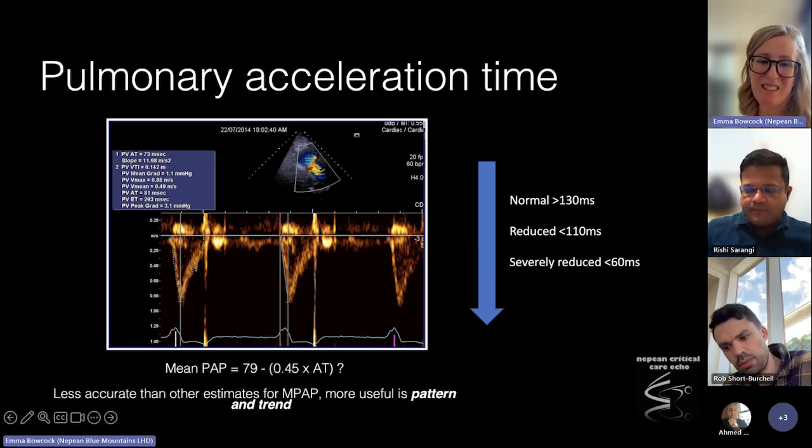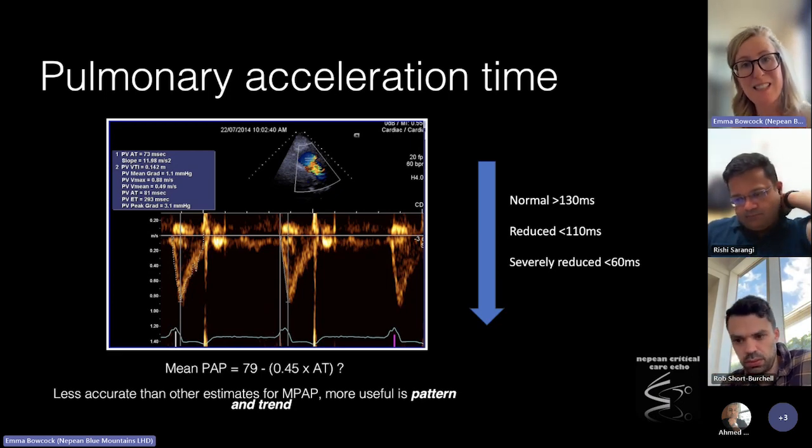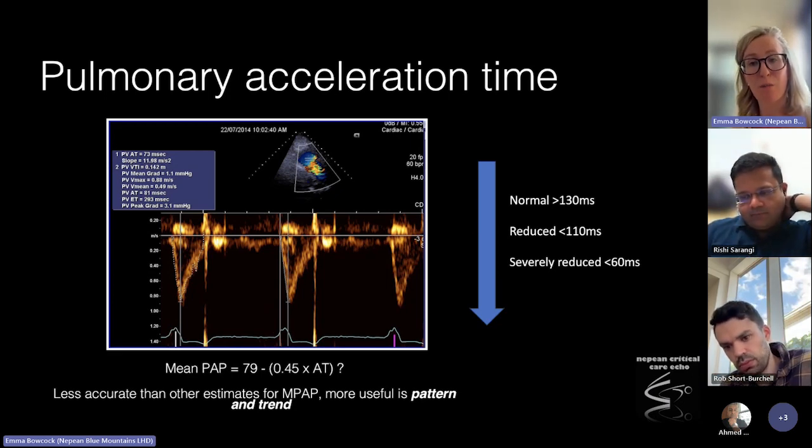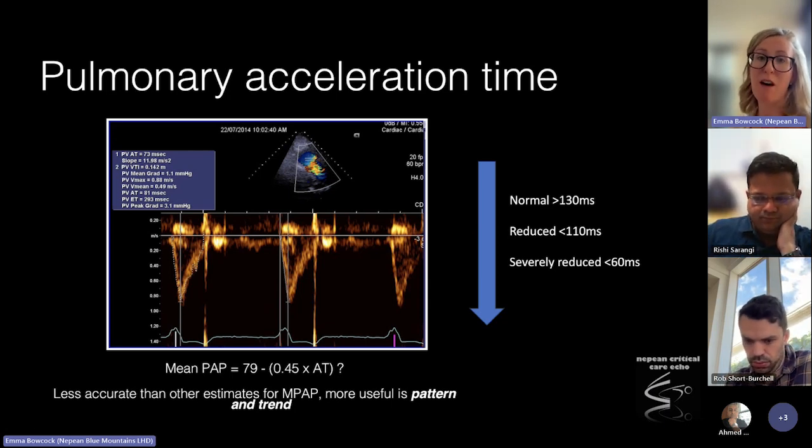And then if it's less than 60, these are sort of the PE patients, right, with that 60-60 sign. So pulmonary artery systolic pressure is less than 60 because it's acute and they can't generate that pressure. And then acceleration times less than 60, so 60-60 sign. This is a sign of acute, severely elevated PVR, i.e. you've just blocked all your pulmonary circulation with clot. So that can be useful.